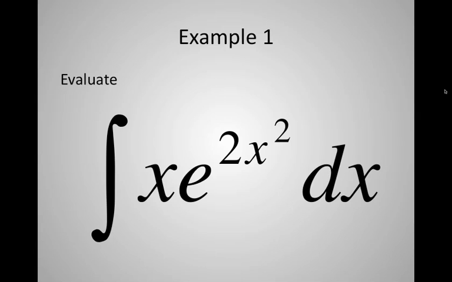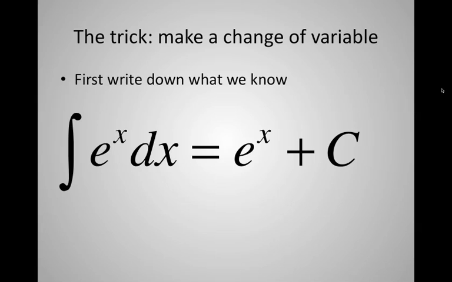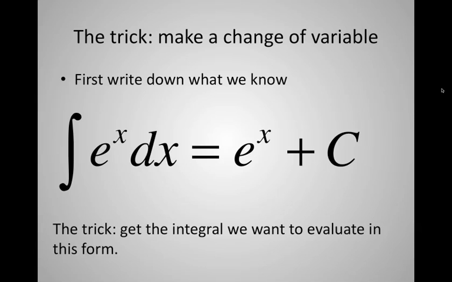Okay, here's our first example. We want to evaluate the integral of x e to the 2x squared dx. Now if you're just starting out with calculus, you probably don't know how to do that. So let's start with writing down what we do know. The trick is we're going to make a change of variables, transform that integral into something we already know. We already know that the integral of e to the x dx is e to the x plus c. So the trick is to get the integral we want to evaluate into this form.